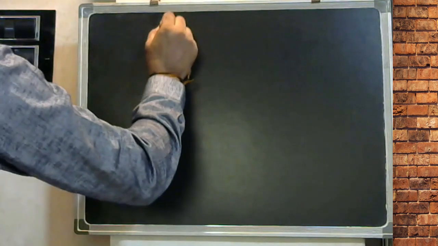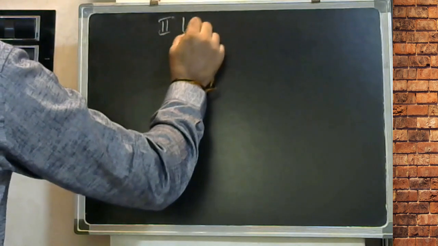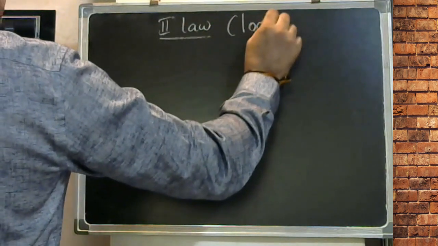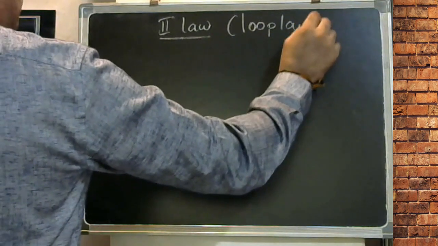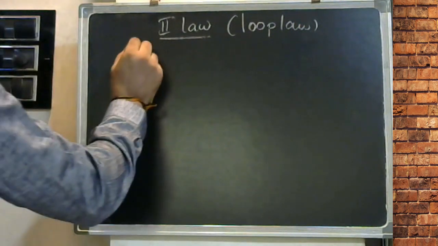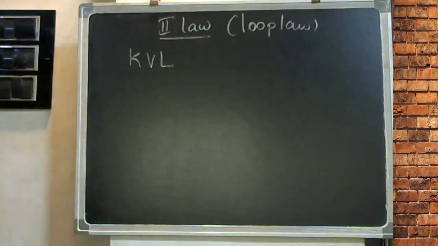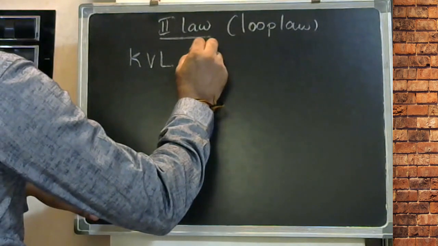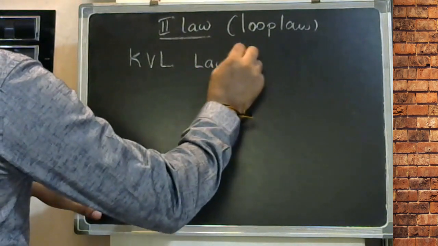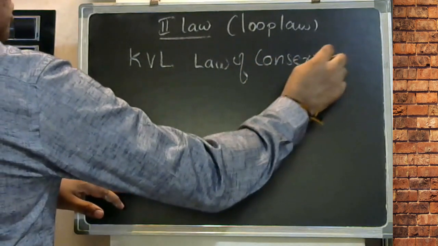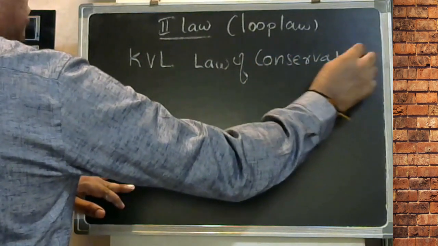Now the second law of Kirchhoff is also called the loop law. This is also called KVL, Kirchhoff's voltage law. So that was Kirchhoff's current law. This is Kirchhoff's voltage law. And it's based on the law of conservation of energy. So the law of conservation of energy.